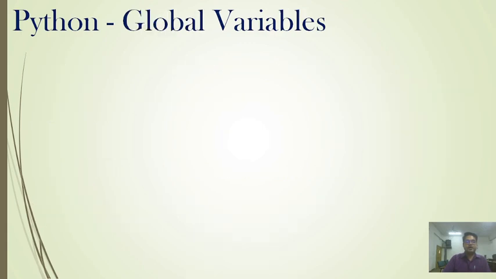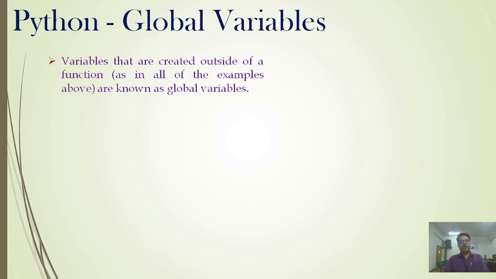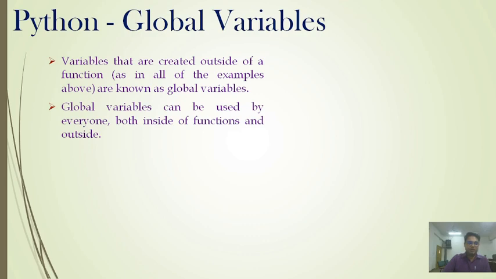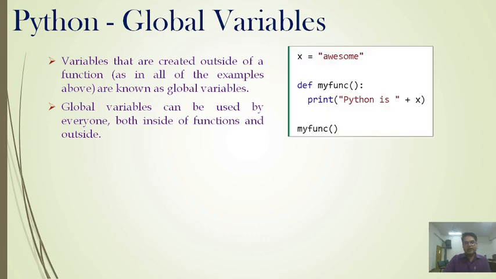Now there is a concept of global variable. What exactly is a global variable? As you know about the C language, if we want to declare a global variable, then it should be outside the main function. Simply the same concept we can use here also. Variables that are created outside of a function are known as global variables. There are many functions we are using here. So if we create a particular variable outside the function, then it will be called a global variable. So a global variable can be used by everyone, both inside or outside the function.